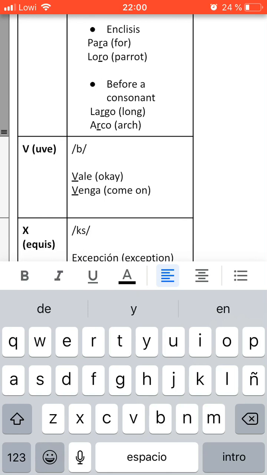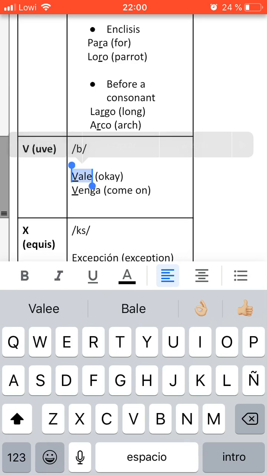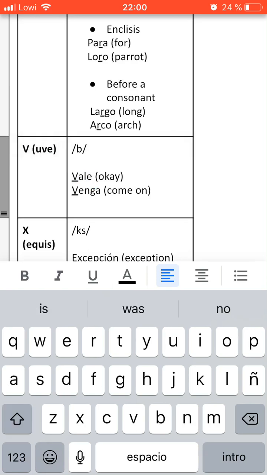Now we have the letter V. Here we just have to know that it's equivalent to a B sound. We don't distinguish it. The letter V is the same as the letter B, for us, for Spanish speakers. Here examples we can see are vale and venga. Vale means okay, and venga means come on.